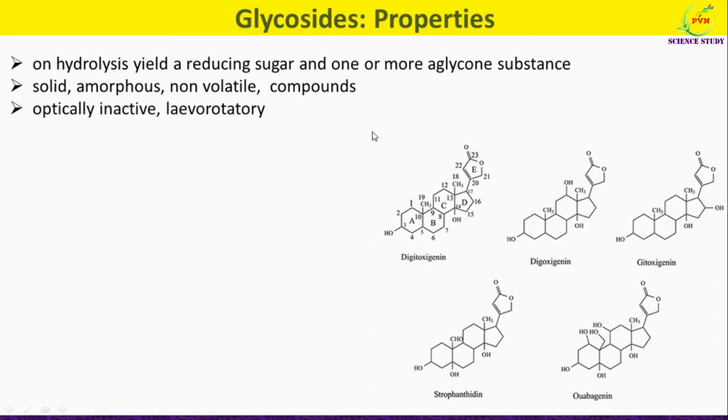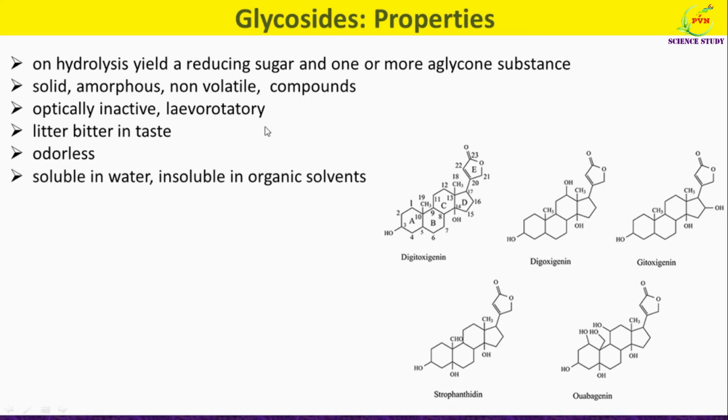Glycosides are optically active compounds. They are levorotatory. Most of the glycosides are a little bitter in taste. Generally, glycosides are odorless compounds, except saponin glycosides. Glycosides are soluble in water and are insoluble in organic solvents. However, some of the glycosides are soluble in alcohol. Glycosides have both toxic as well as beneficial properties.